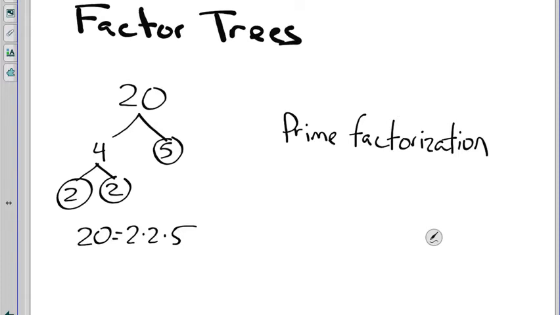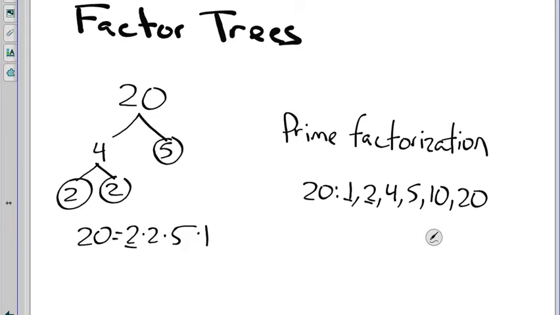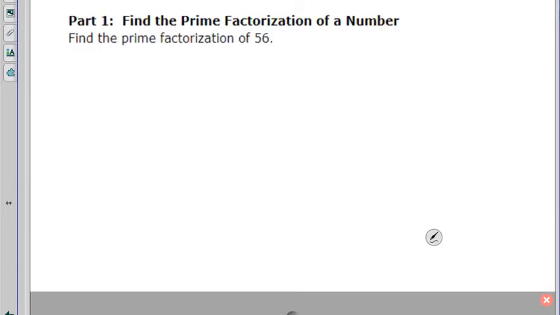Now, one thing to notice is that if I were to list all the factors of 20, I could make all of these factors with the prime factors that I have. So 1 is 1, so there's a 1 here. 2, well, there's your 2. 2 times 2 is 4. I have a 5. 10 is 2 times 5. And 20 is just all of them multiplied together. So I can make all the factors of 20 out of its prime factors, and that's going to be useful later on.